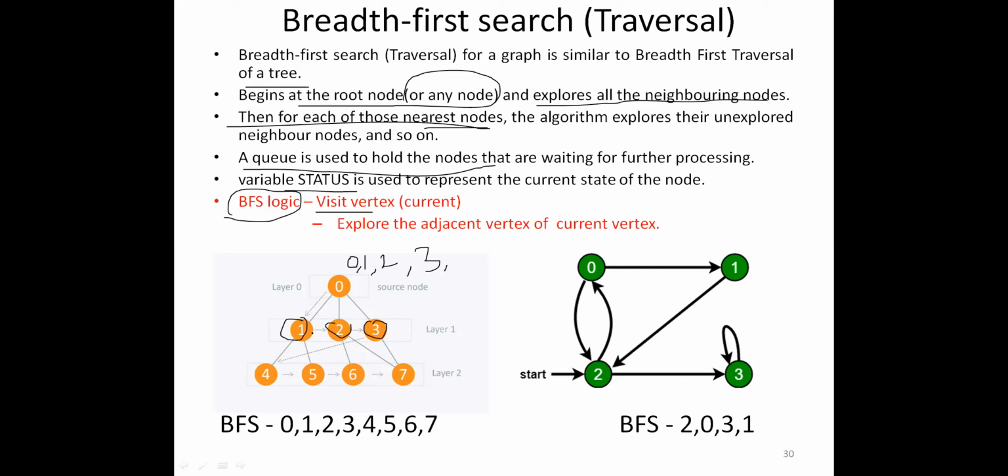Then after that, I will take the first adjacent node. Then I start exploring those. So who is the first adjacent node? 1. So 1 I cannot write again in the output, because 1 is already visited. I will take 1 and see who are all the neighbor or adjacent nodes of 1. So it is 4 and 5.